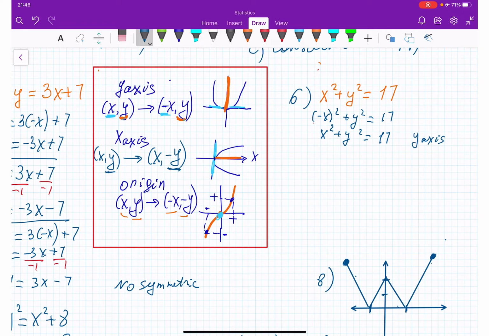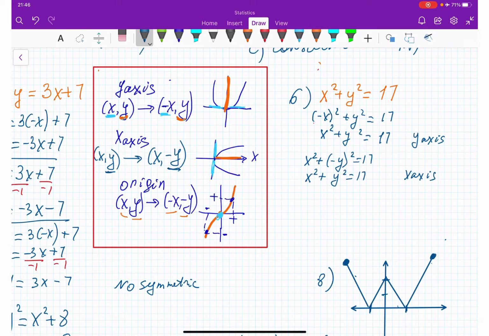Now we need to check the x-axis. So here we have y changing, right? With negative y. So I'm plugging negative y here. X squared plus negative y to the power 2 equal 17, which means negative y to the power 2 will be positive y squared equals 17. Bingo, we get the same equation again, which means we have the x-axis also here.